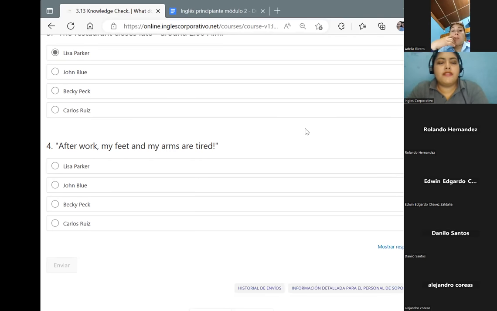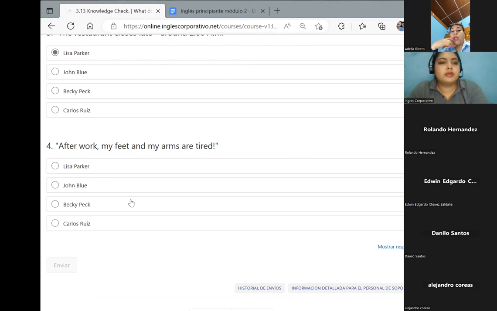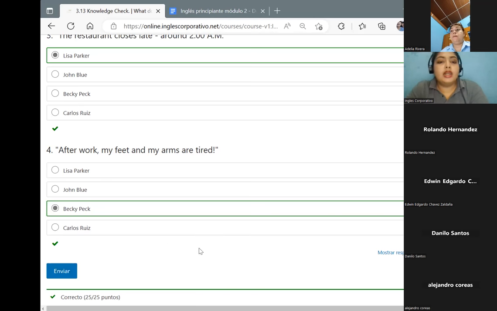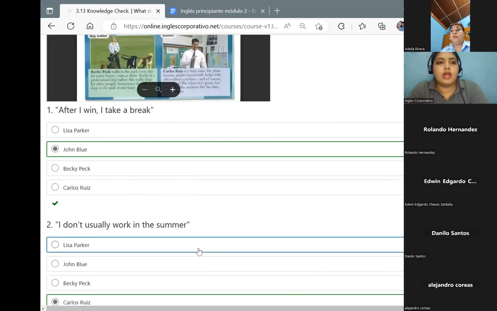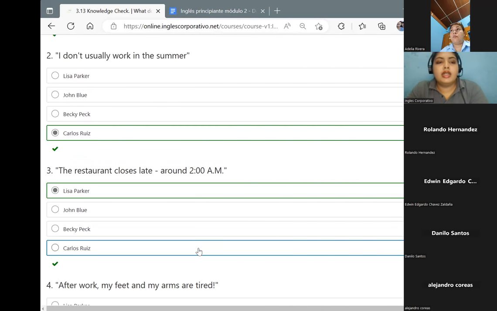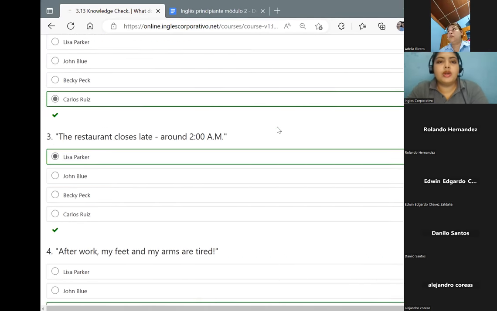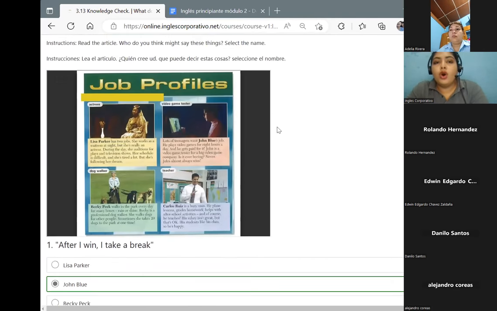Then, after work, my feet and my arms are tired. Después del trabajo, mis pies y mis brazos están cansados. Lisa Parker, John Blue, Becky Peck o Carlos Ruiz. Becky Peck, ok. Vamos a chequear. Ok, they are correct. Ahí están, ¿verdad? Tenemos todas correctas. Number one, John Blue. Number two, Carlos Ruiz. Number three, Lisa Parker. And number four is Becky Peck. Excellent, very good. Now, we're going to see the exercises that we have on the midterm.